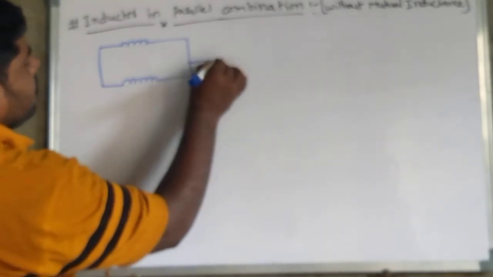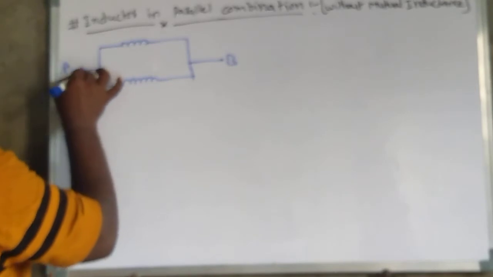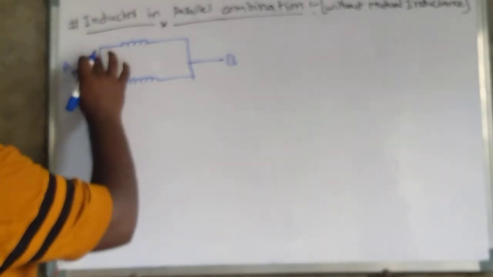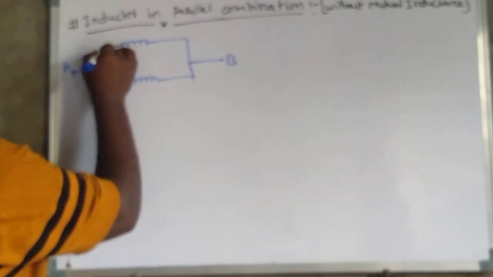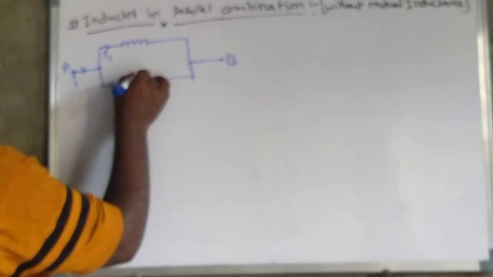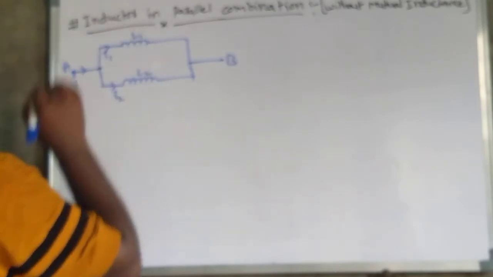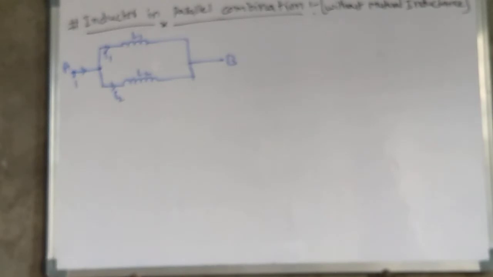These two are connected at point B, and this is point A. Here the current I enters the junction. Here the current leaving is I1, and here the current leaving is I2. This is L2, this is L1. Here the flux is phi 1, and here the flux is phi 2.